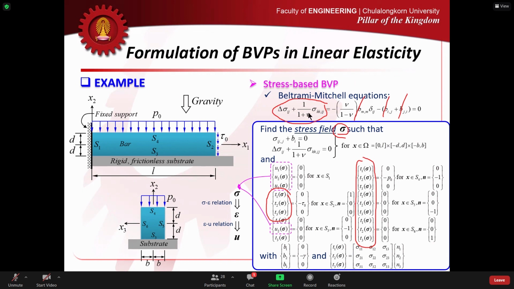So for this formulation, if you have part of the boundary where you know the displacement field, you cannot avoid doing this. You need to connect between displacement and stress, and this is the more difficult part of this formulation. But if the problem that you deal with doesn't have the displacement boundary condition, that is simple because traction can be related to stress directly based on the Cauchy formula like this.